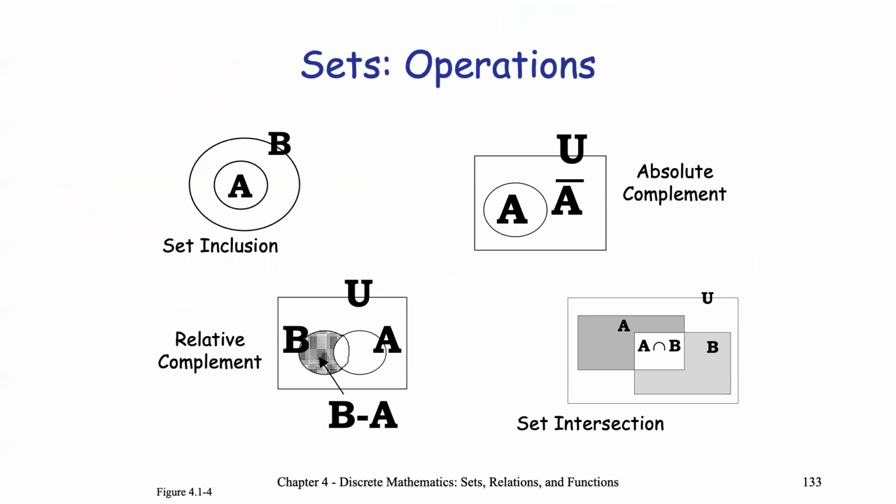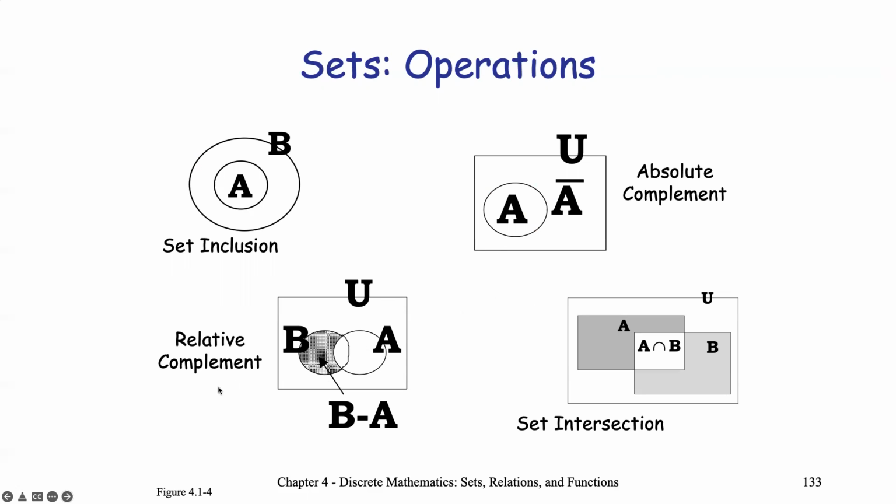Sometimes a picture is worth 1,000 words. And so here we can think of an inclusion. A is included in B, as we're thinking about this topology, the way it's listed. You can have an absolute complement. So if this is A, which is part of this universal set, then not A would be everything outside of A. And so we're showing that in a picture.